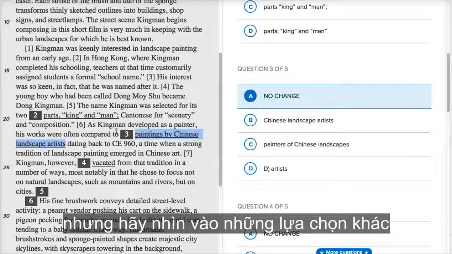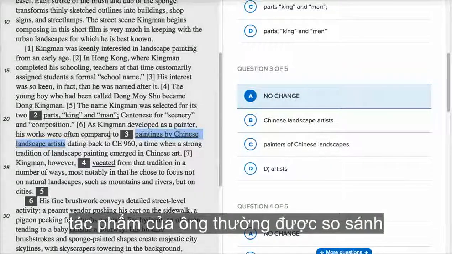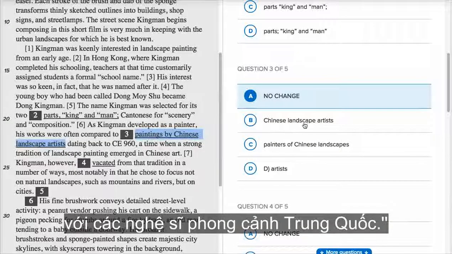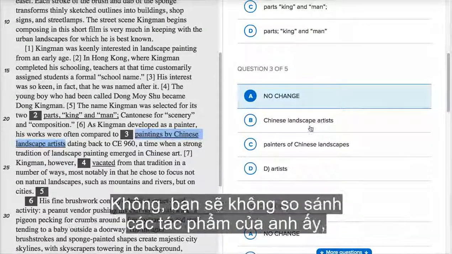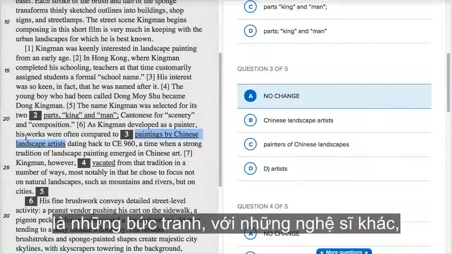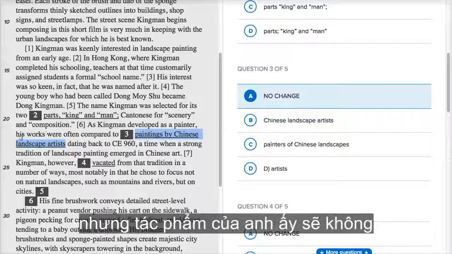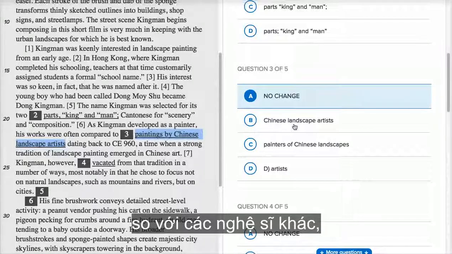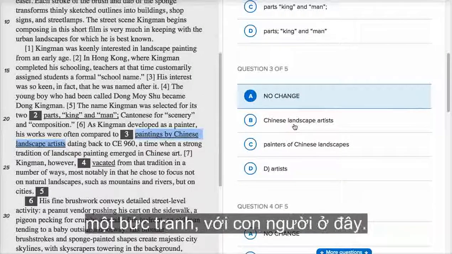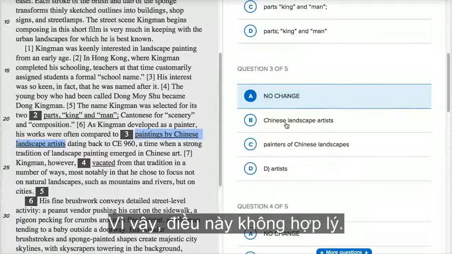other choices. As Kingman developed as a painter, his works were often compared to Chinese landscape artists. No, you wouldn't compare his works, which are paintings, to other artists. You might compare Kingman to another artist, but his works wouldn't be compared to other artists. You're comparing an object, a painting, to people here. So this doesn't make sense.